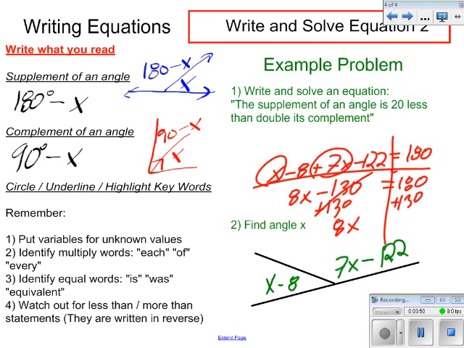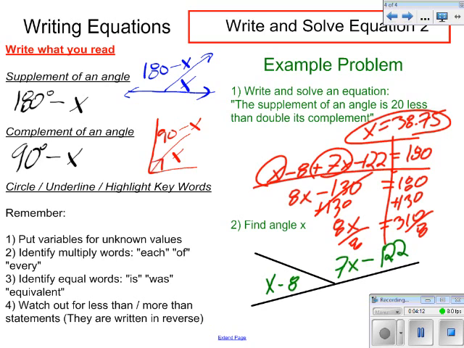And then now we can finally solve. So the opposite of times 8 is divide by 8. And so x would be 38.75 degrees. Okay?